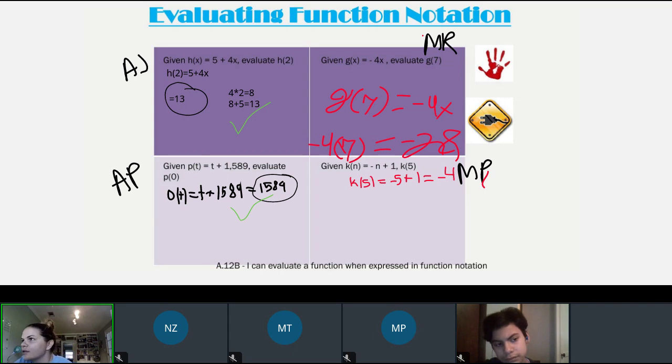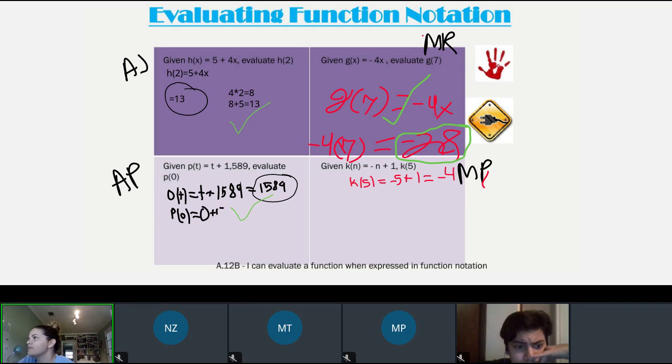All right, now let's take a look at this one at the top right in the red pen. Given that g of x equals negative 4 times x, evaluate g of 7. So that would be negative 4 times 7, which is negative 28. Awesome, awesome. And lastly, given that k of n equals negative n plus 1, now we're going to evaluate k of 5. So k of 5, we add that negative on there. Good job. That was kind of a tricky one. Negative 5 plus 1 is negative 4.